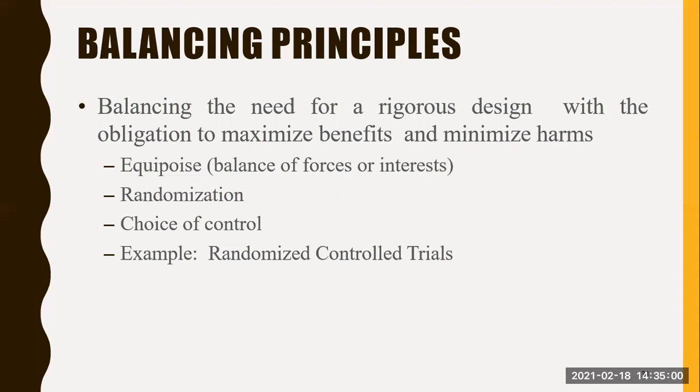Okay, so in order to balance the principles, what we have to do: there is equipoise, a balance of forces or interest. Then next we have to do randomization. Okay, we have to randomly allocate the individuals into the treatment group or standard group. The next is choice of control. Okay, the example of it is the randomized control trial. Randomized control trials means what? We control the variables in this type of clinical trial.